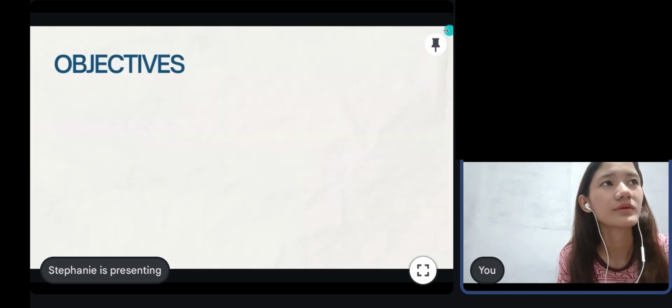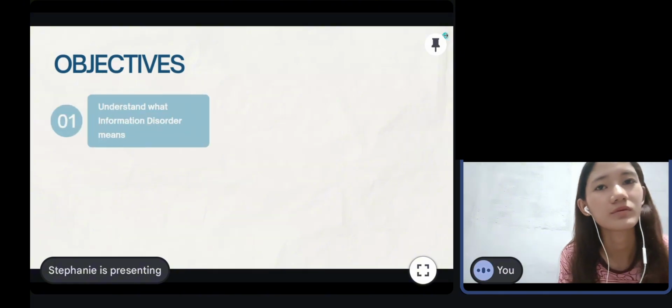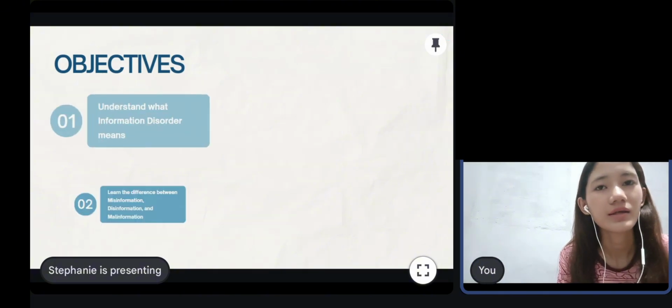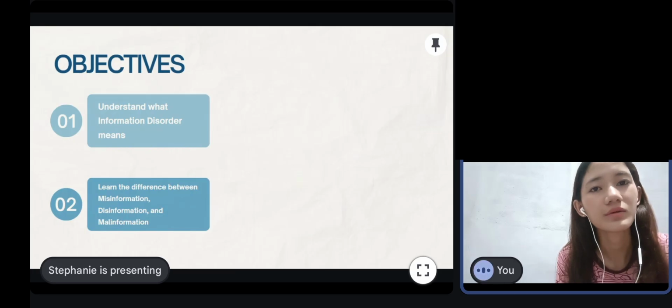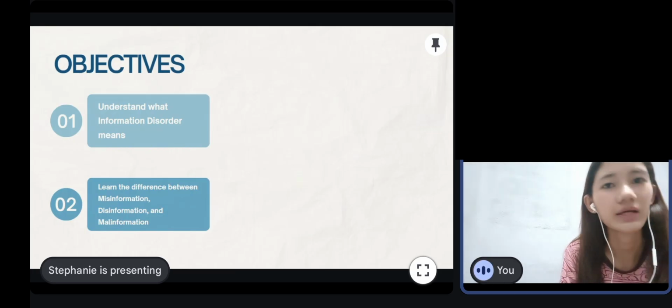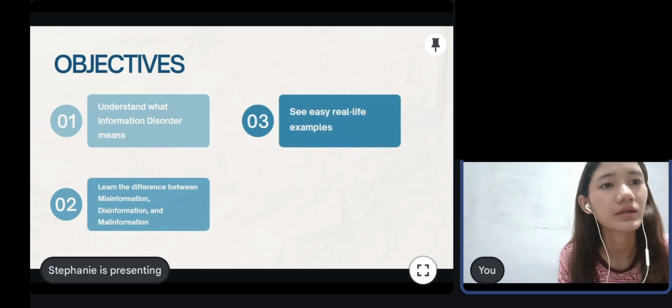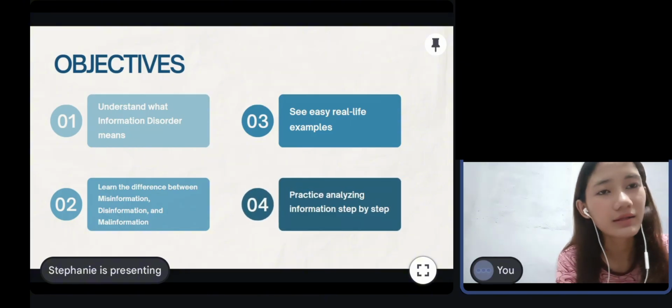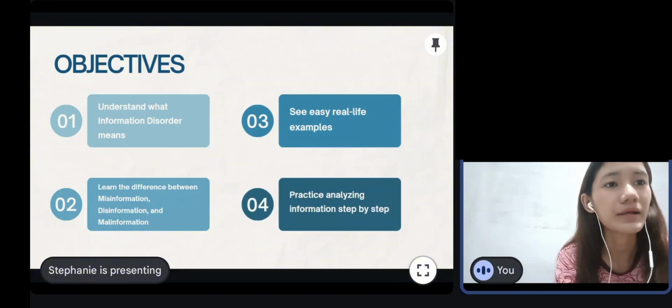By the end of this presentation, you should be able to, first, understand what information disorder means. Second, learn the difference between misinformation, disinformation, and malinformation. Third, see easy real-life examples. And lastly, practice analyzing information step by step.